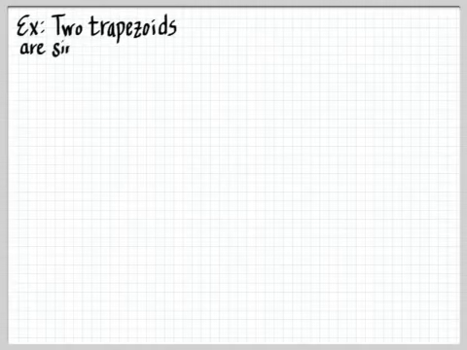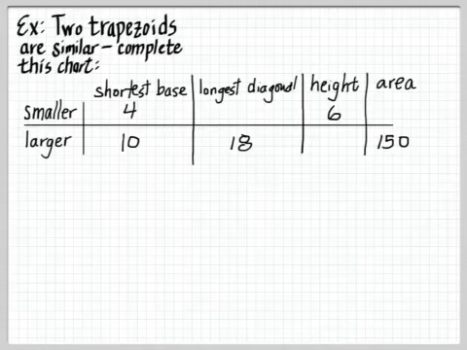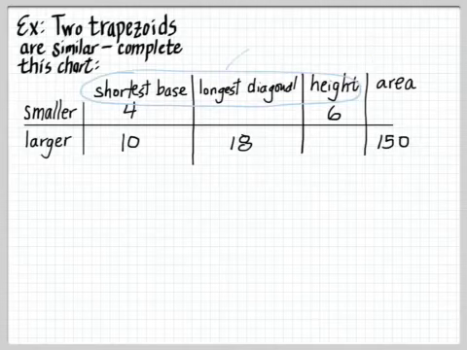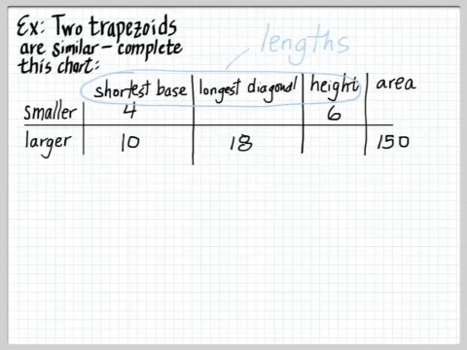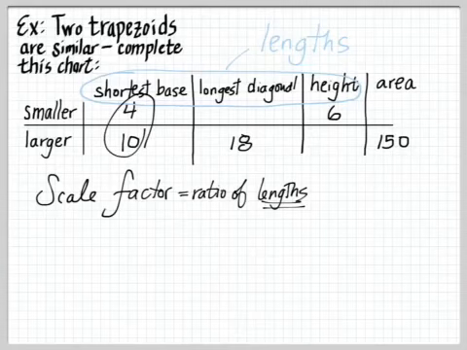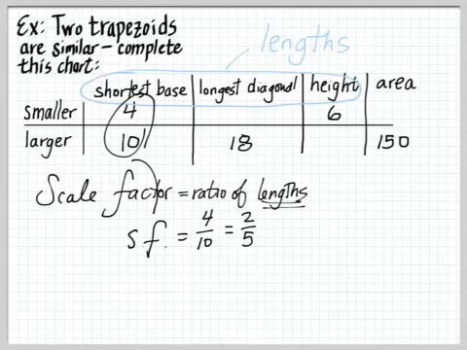So here's a little example I'll work with you. 2 trapezoids are similar. Complete this chart. So I've got the smaller trapezoid, here's some information, and the larger trapezoid, here's some information. Now notice here, shortest base, longest diagonal, height, those are all lengths. So the scale factor is a ratio of lengths. So the scale factor is going to be the ratio of each of these pairs. And we know this pair over here. We know 4 over 10. So that establishes the scale factor between these two figures. The scale factor is 4 over 10, which is 2 over 5.